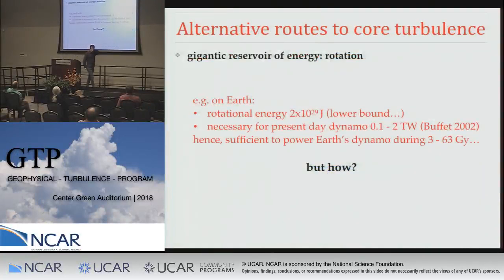To drive large-scale flows, we need energy, and there is a huge reservoir of energy in planets, which is just rotation. To give you a few numbers, if we take the rotational energy of the Earth, we find this number. We have enough energy in the spin of the Earth to sustain the dynamo for up to 63 billion years, so 10 times the age of the Earth. The question is how, because if you take a planet which is a perfectly rigid container rotating at a perfectly constant rate, the fluid inside will just rotate as a solid body, and nothing interesting will happen.